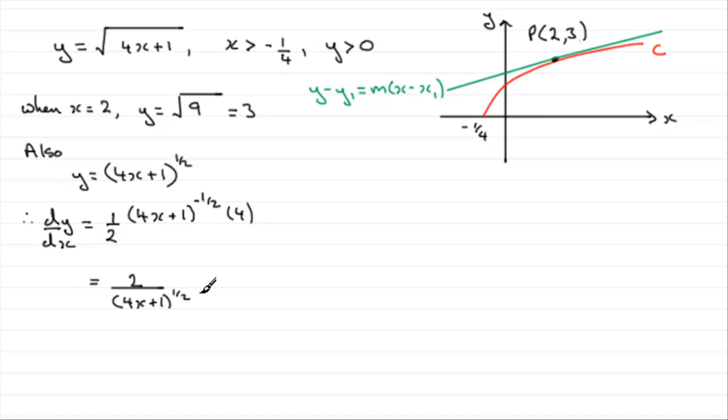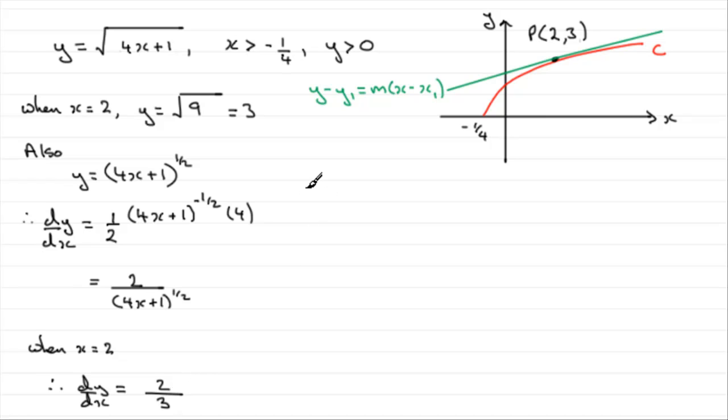So I need to get the particular gradient at this point. Remember, this is the general gradient at any point x on the curve. So I need to say that when x is 2, that point here, we can substitute 2 into here, and we can therefore have that dy by dx, the gradient m, is equal to 2 divided by, and we know that this would be the square root of 9, which is 3. So the gradient at P is 2/3.